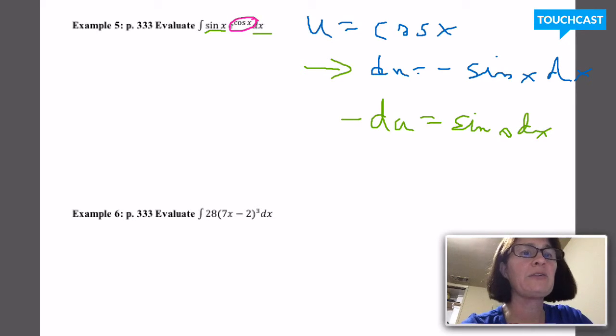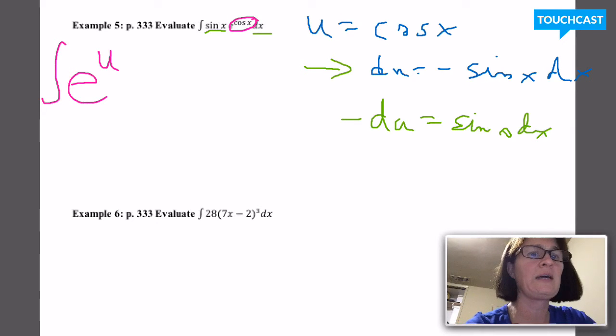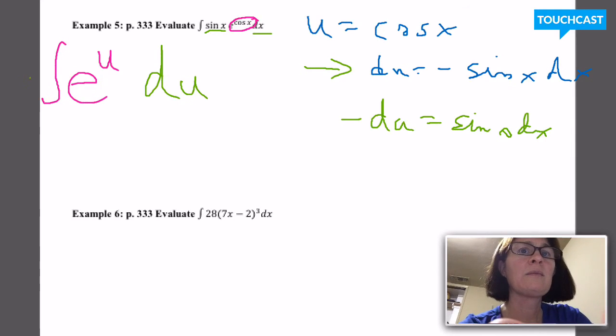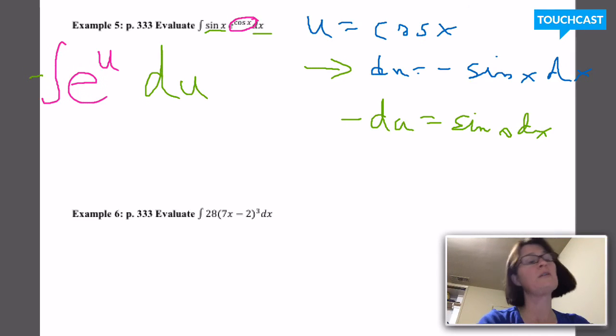So when I went to write my new integral, I would write the integral of e to the u, replacing that cosine x. And when it was time to replace sine x dx, I would replace that with negative du. And you can see I've ended up with the same integral as the last time I did the problem. That's just a little bit faster way to think of making that substitution.